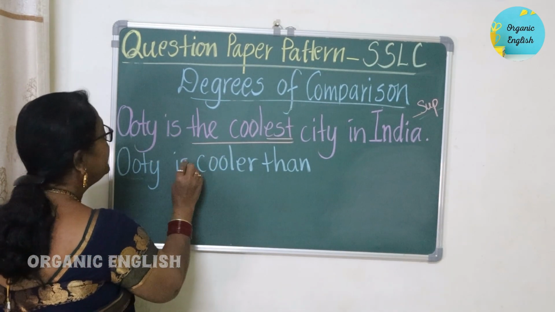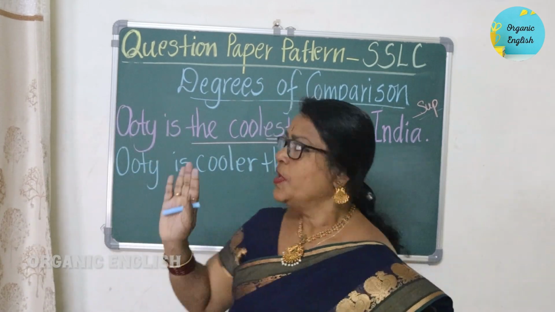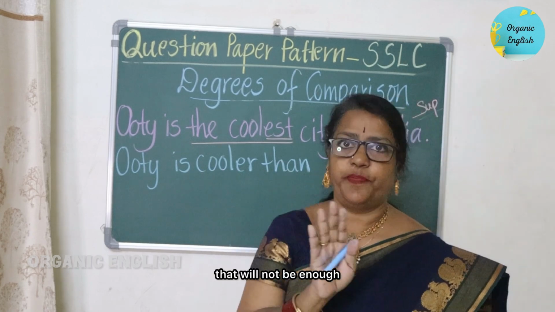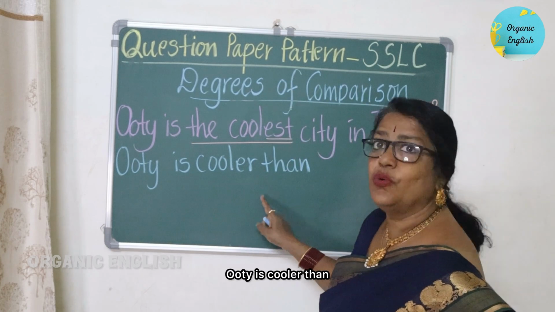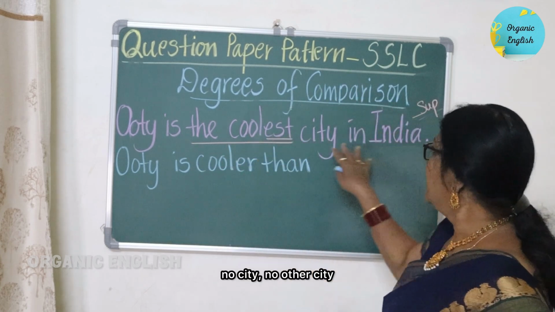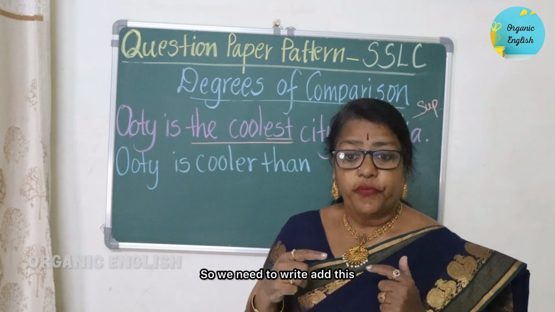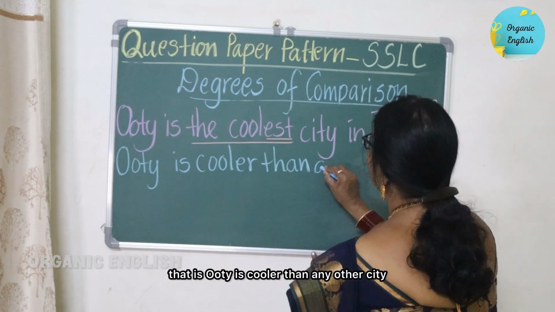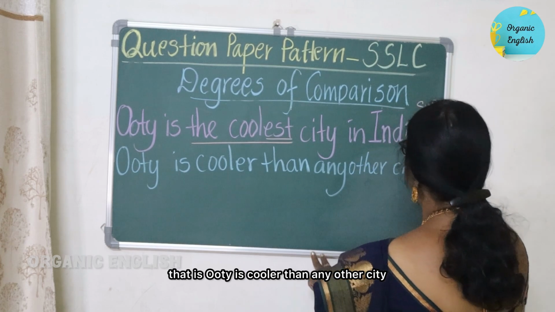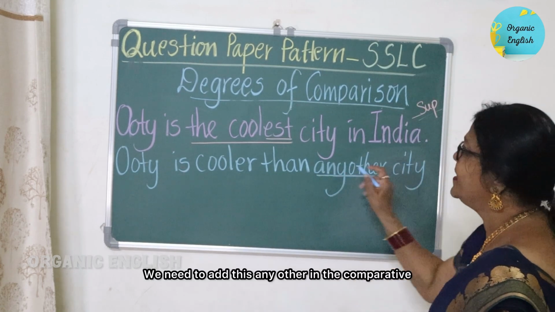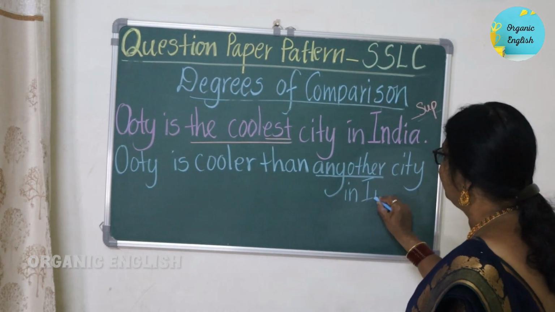Let's write the subject. Ooty is cooler than. We came till here. When we say Ooty is cooler than, that will not be enough. Now we need to see what we are comparing to. Ooty is cooler than, but no other city or place names are given here. So we need to add this: Ooty is cooler than any other city. We need to add any other in the comparative degree. Any other city in India.